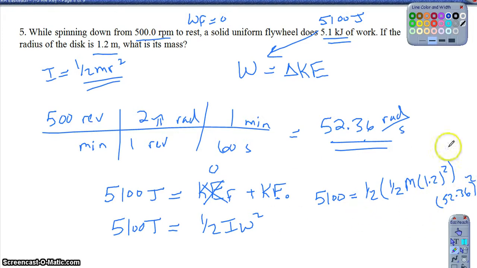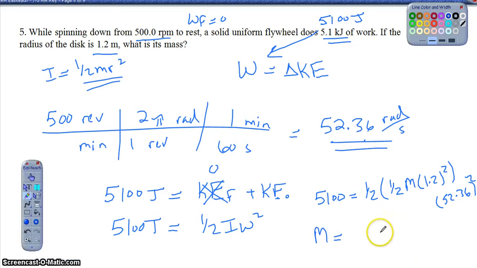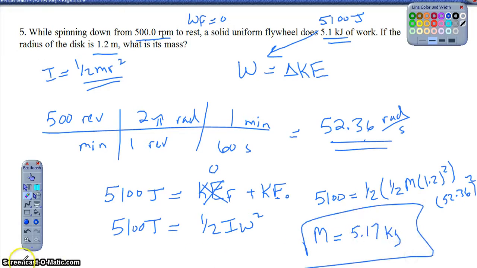So plugging this all in, setting it all up, I just have to solve for my mass, right? When I do that, calculating this out, I end up getting about 5.17 kilograms. So my mass of the wheel is 5.17 kilograms.